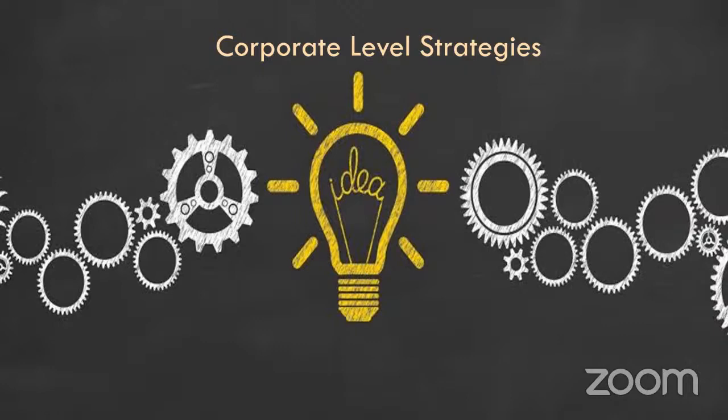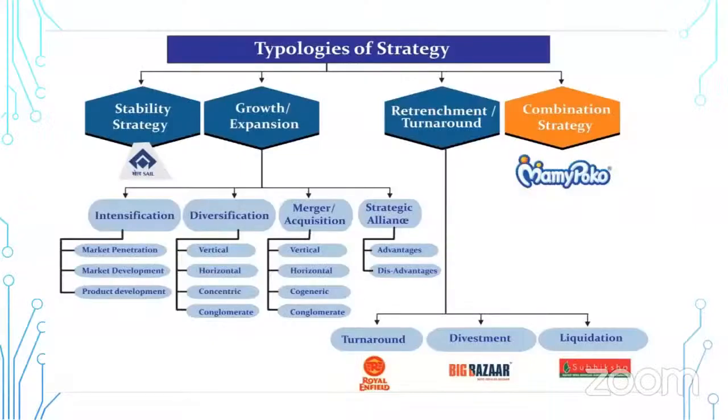So my topic is corporate level strategies. This topic has happened 2-3 times before, so I will try something new so that you don't get too bored. Then nobody will sleep, and everyone will stay with me. So let's start. Next slide, please. Okay, so our chapter number is 4, that's corporate level strategy. Then there are types of corporate level strategy.